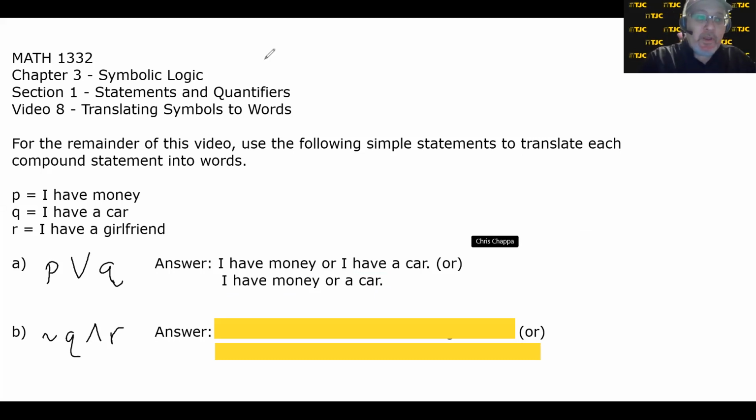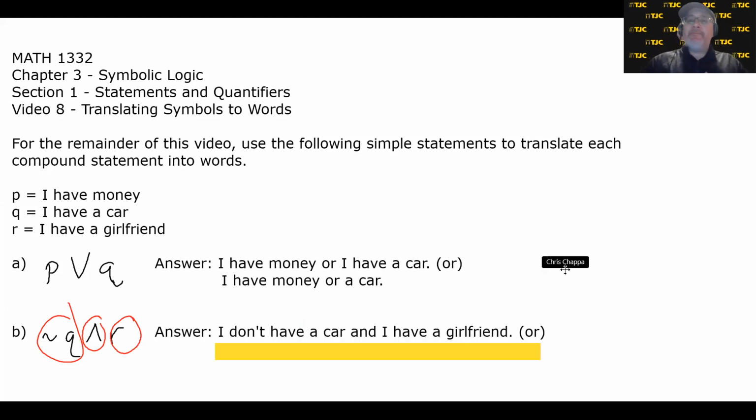Don't let it bother you. Focus on the connective. It's the conjunction, the one that points up, which looks like a letter A, which is for the word and. So we're going to say and when we get to this, but let's focus on what the negation of Q would say. Q is I have a car, so either I have a car or I don't have a car. I don't have a car and I have a girlfriend.